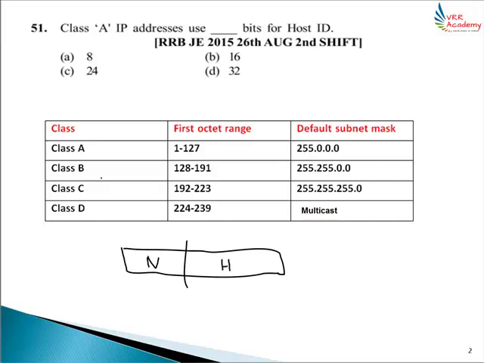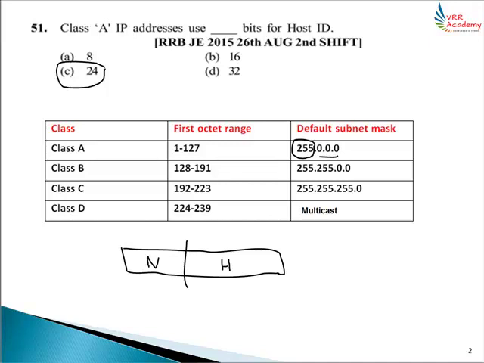Now for a class A IP address, the first 8 bits, as this 255 says, are the network. The last three octets, the second, third and fourth, are the host part. So for class A, the host ID uses 8 plus 8 plus 8, which is 24 bits. So the answer for question number 51 is C, 24.